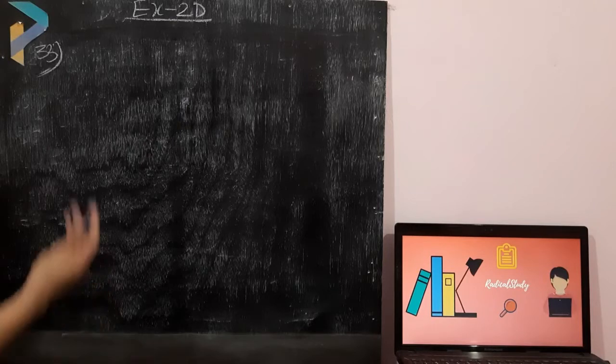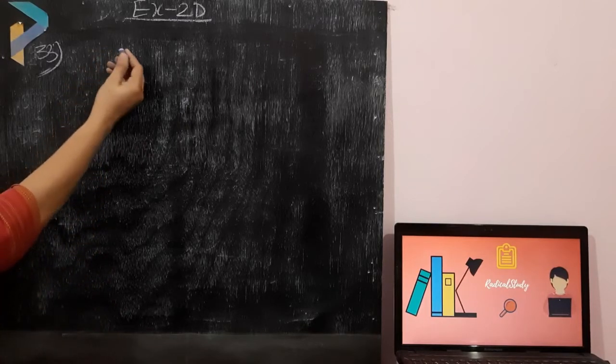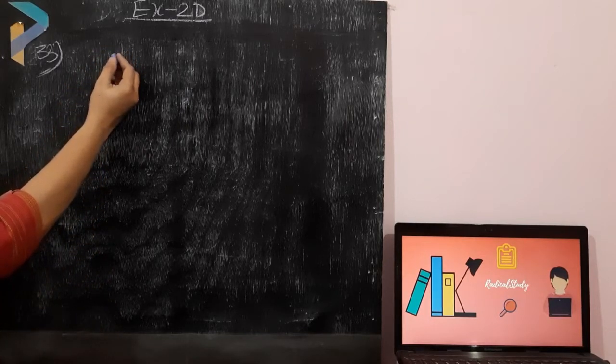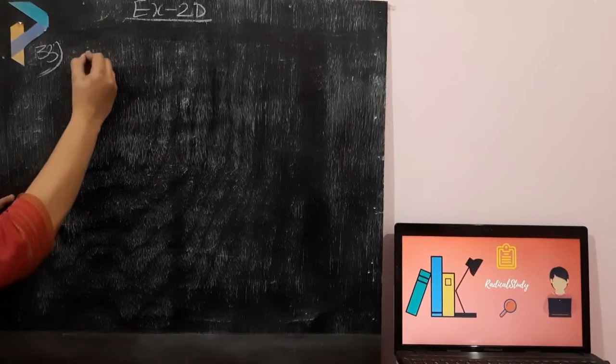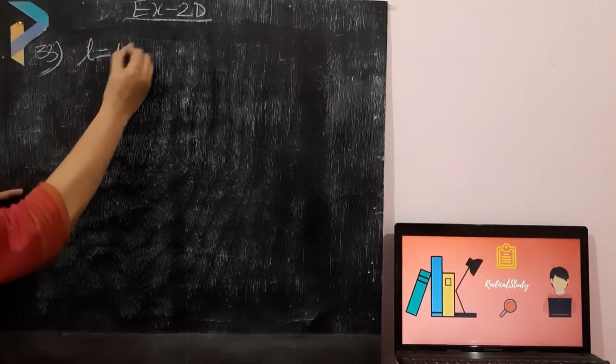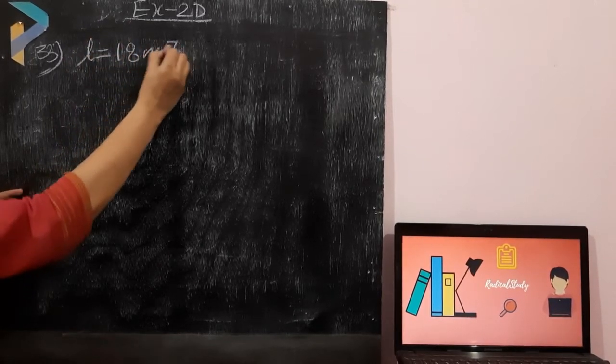Now what do we have? A rectangular courtyard. It is in the shape of a rectangle. And what is the length? The length is 18 meter 72 centimeter. To find it more convenient, if you want to solve it conveniently, firstly you have to change it into centimeter.